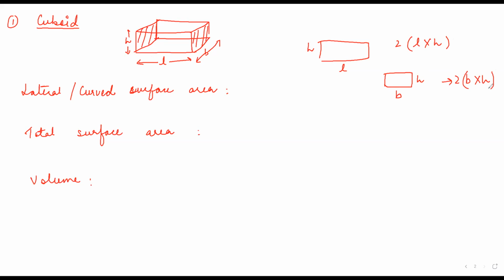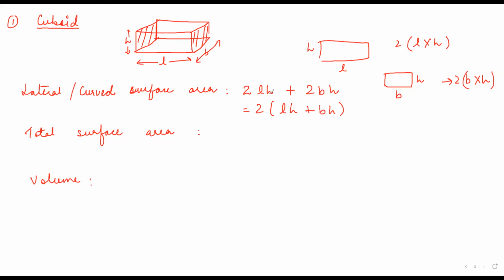Yes, ma'am. Okay. So that means the lateral surface area becomes 2 into LH plus 2 into BH. Or you can take 2 common and write 2 into LH plus BH. That's the lateral surface area. That means avoiding the top and the bottom. Okay. Now total means I'm also adding the area of the top and the area of the bottom.